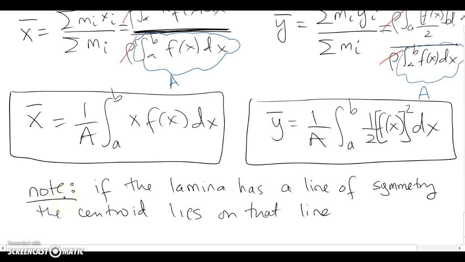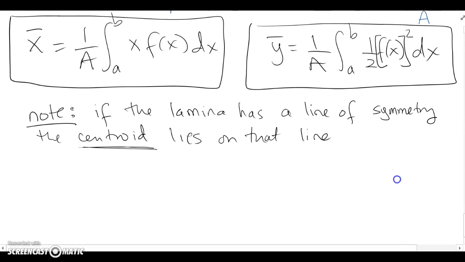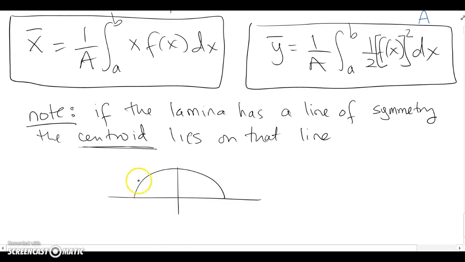One little note that might save us some time on the computation is if a lamina or flat plate has a line of symmetry, then the centroid will have to lie on that line. What do I mean by that? Let's say I'm looking at this region, the lamina looks like this, and I want its center of mass. Well, I shouldn't really have to calculate x bar because there's a line of symmetry right smack in the middle. So x bar should be 0 in this case. It has to lie on that line of symmetry.